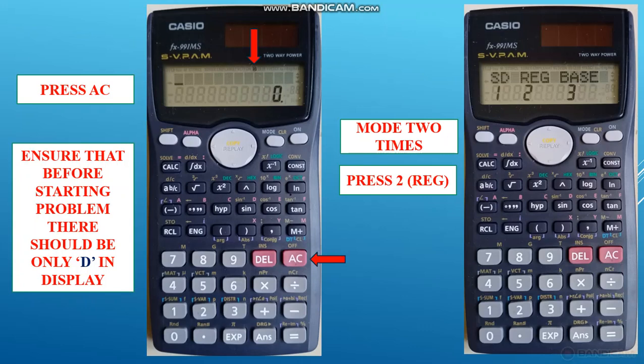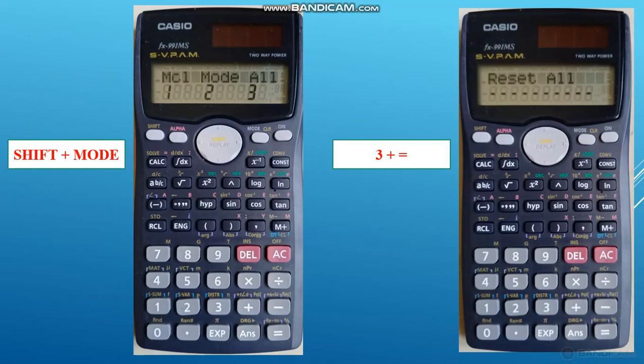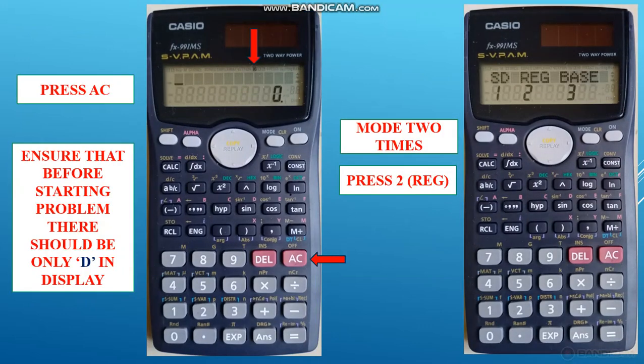So the first step is to clear the mode by pressing shift plus mode and then pressing 3 plus equal to, and then press AC. After that you press the mode 2 times. If you press the mode 2 times, you will get SD, REG and base in the display. For REG you want to press 2. REG is the option where we can do the models, that is the linear model, quadratic model and exponential model.